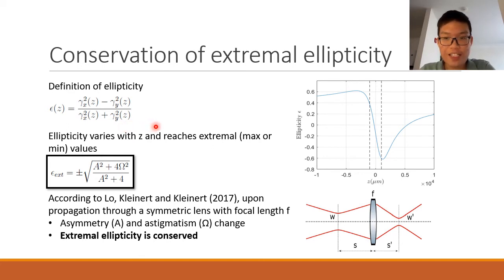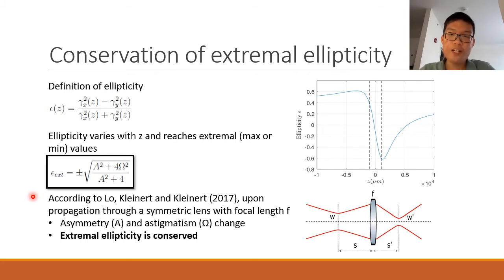And because of the asymmetry, we would expect every cross-section to be elliptical. Additionally, because of astigmatism, this ellipticity also changes as the beam propagates. In fact, it will go through a maximal point and a minimum point, and we will call them extremal ellipticities. And previous research has proven this relationship between extremal ellipticity and the asymmetry and astigmatism.